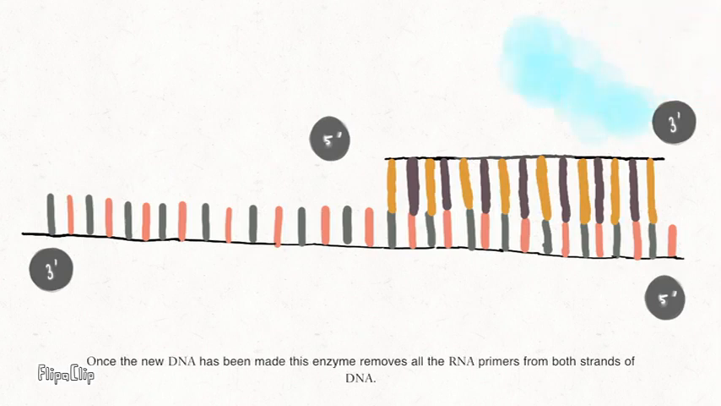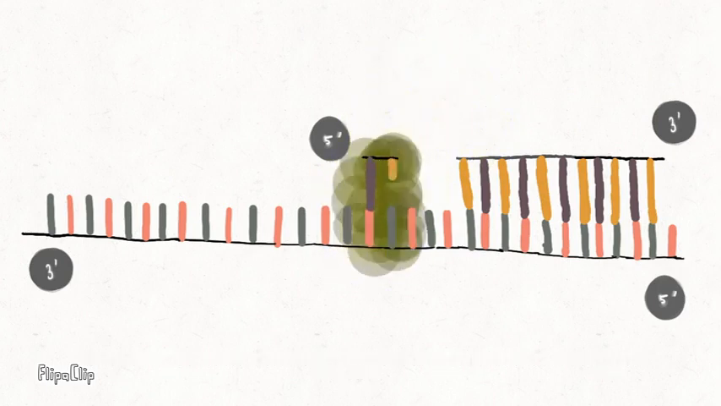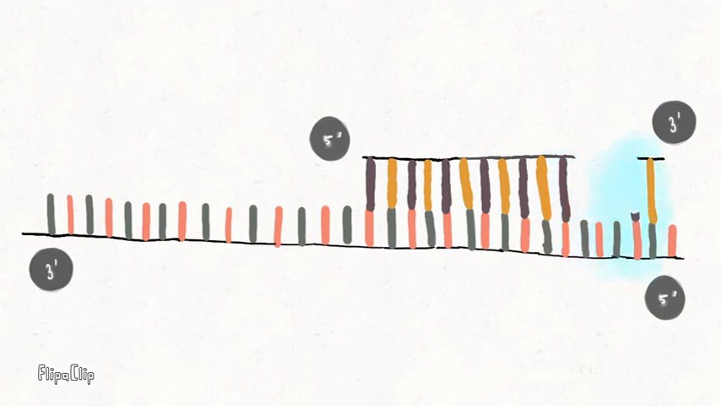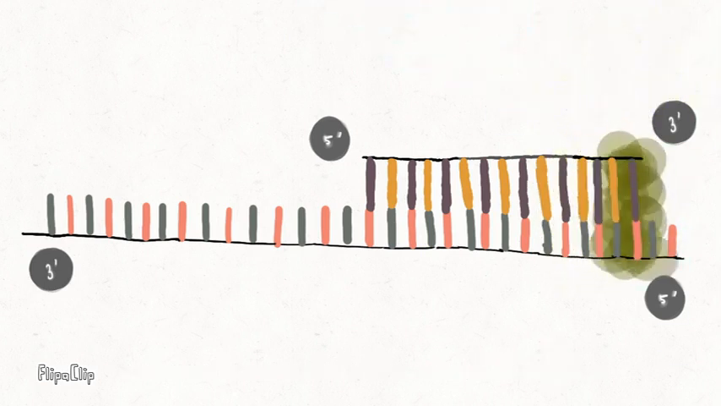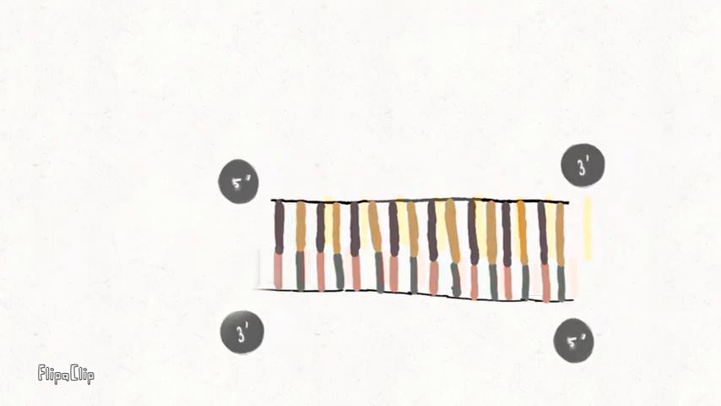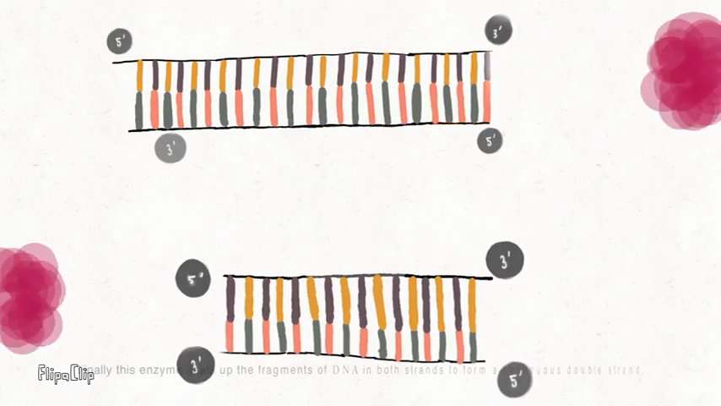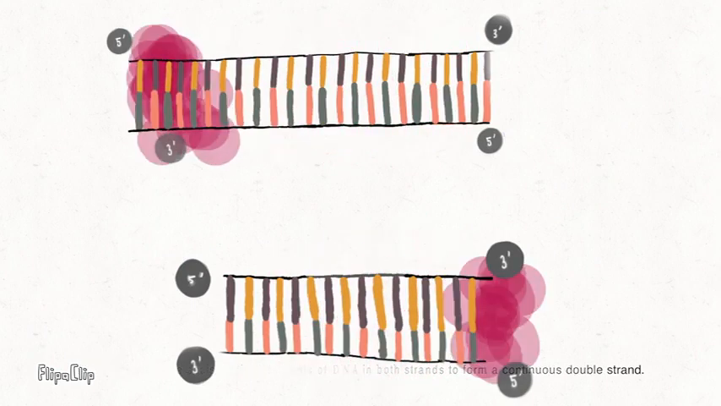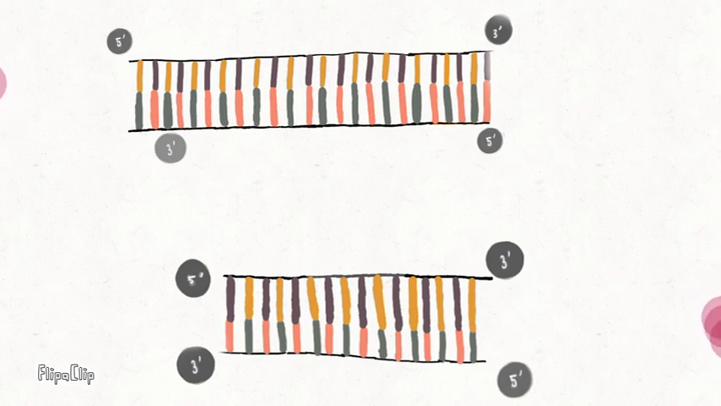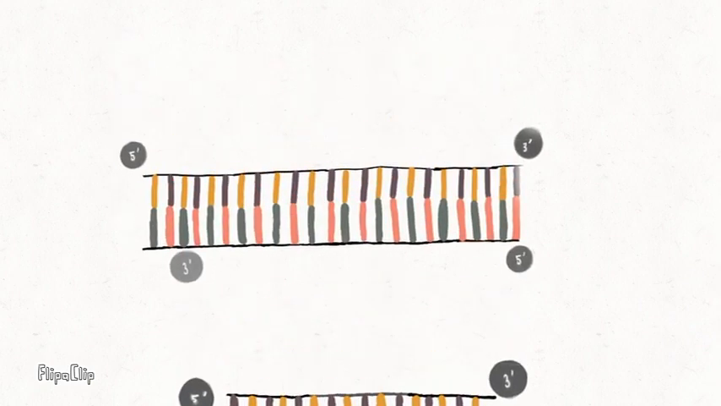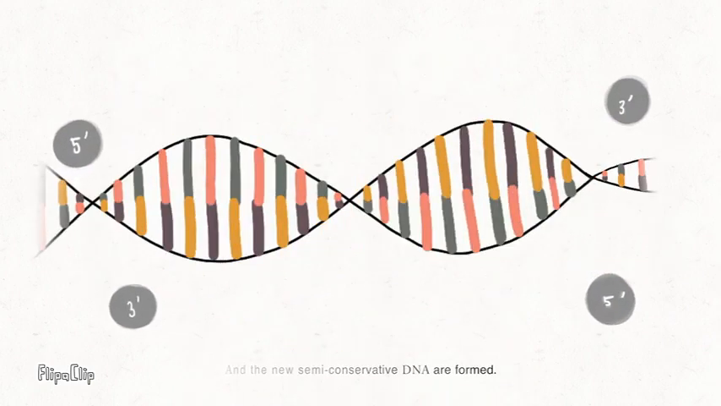Once the new DNA has been made, this enzyme removes all the RNA primers from both strands of DNA. Another DNA polymerase enzyme then fills in the gaps that are left behind with DNA. This enzyme is known as DNA polymerase I. Finally, this enzyme seals up the fragments of DNA in both strands to form a continuous double strand. This enzyme is known as ligase. And the new semi-conservative DNA is formed.